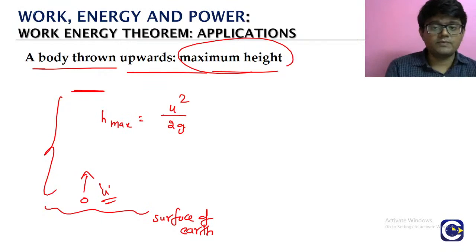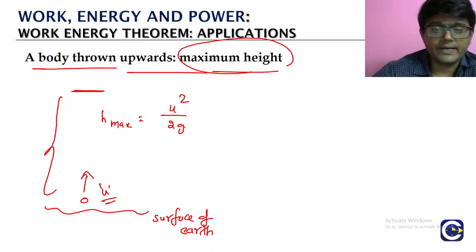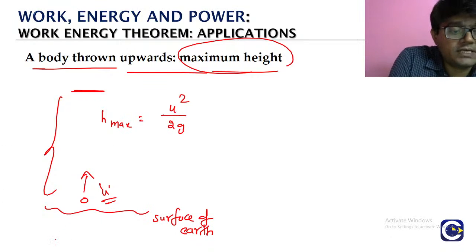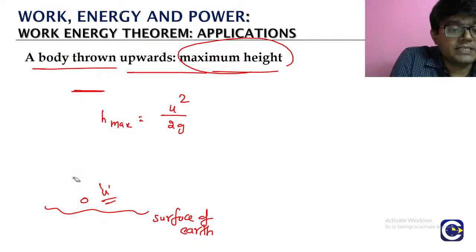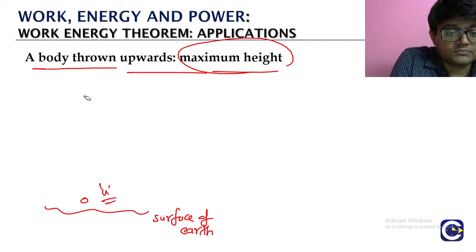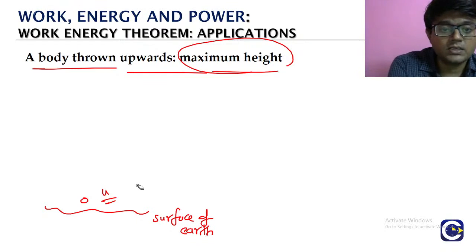So if you are throwing an object with a velocity u from the surface of the earth, it will go to a maximum height of u square by 2g. We'll try to derive this H max formula by using the work energy theorem concept. This derivation will also be useful in solving problems. In a past year NEET, one question came based on this particular model, the vertical motion of the object using the work energy theorem concept.